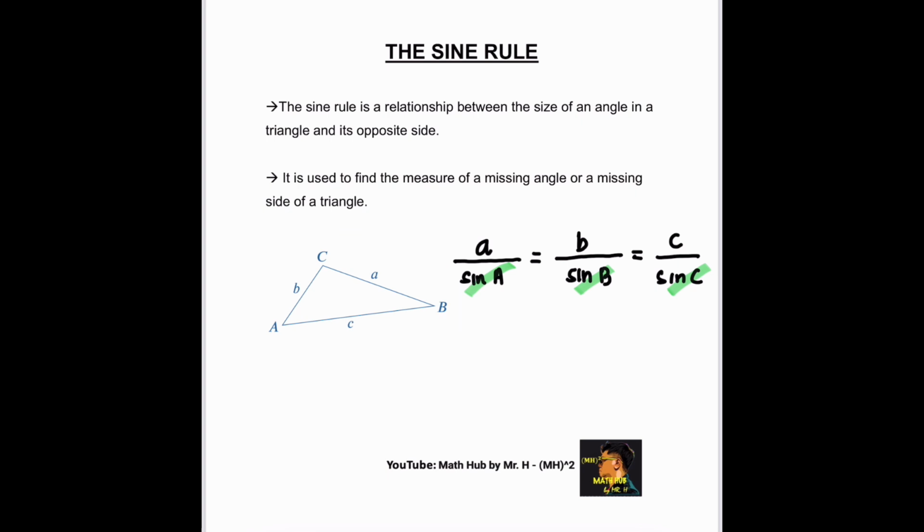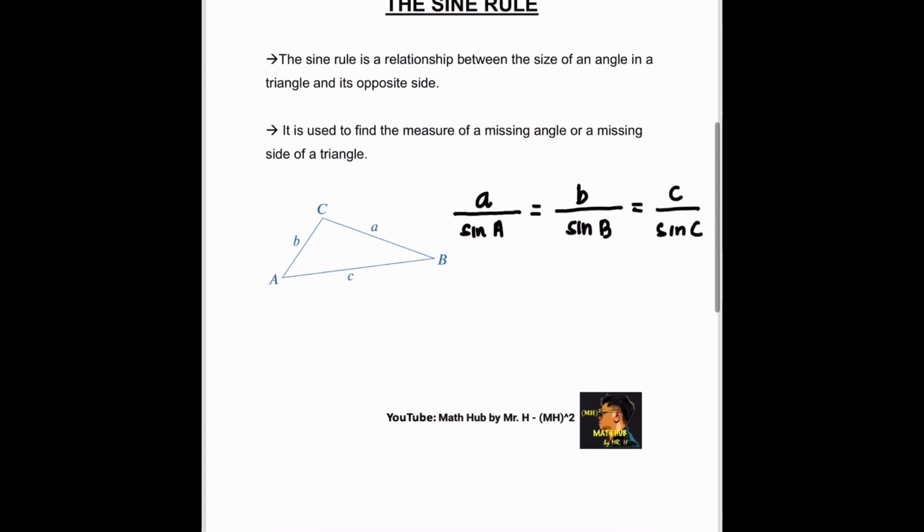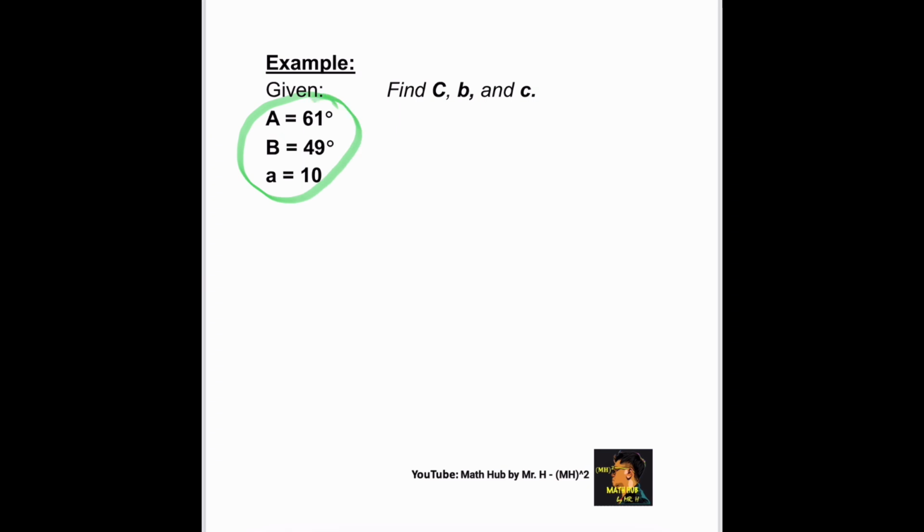To further understand this concept, let's take a look at an example. We were given angle A, which is 61 degrees, angle B is 49 degrees, and a equals 10. So this is the side. And we are asked to find angle C, and b and c, which are the sides.